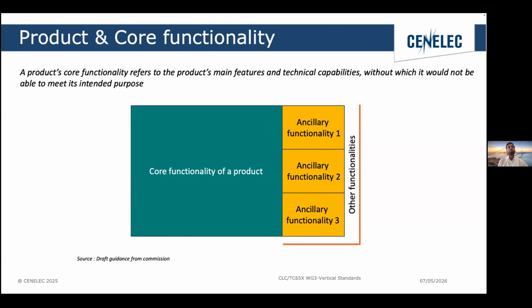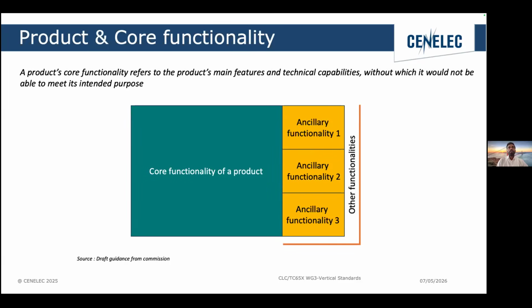So what does the core functionality mean? A core functionality refers to the product manufacturer and the technical capabilities, without which it would not be able to meet the intended purpose. It's very clear. So that's the only one core functionality of a product, its main functions and technical features that define its intended use. If you understand this clearly, let's go next.